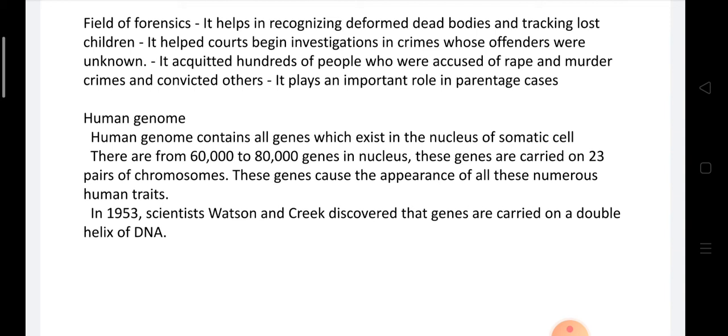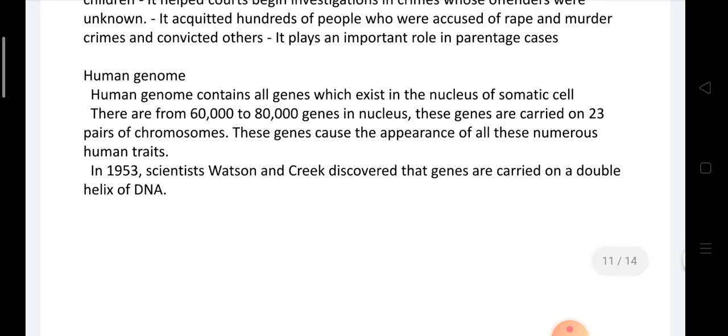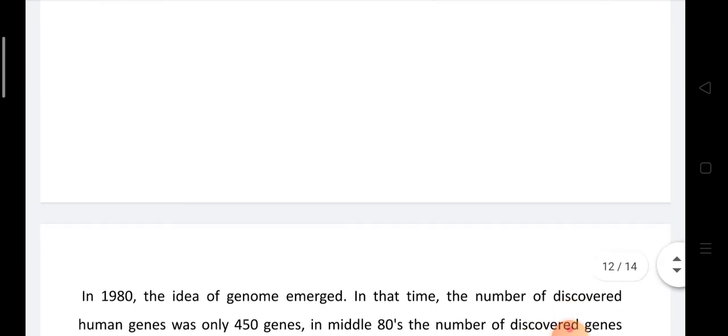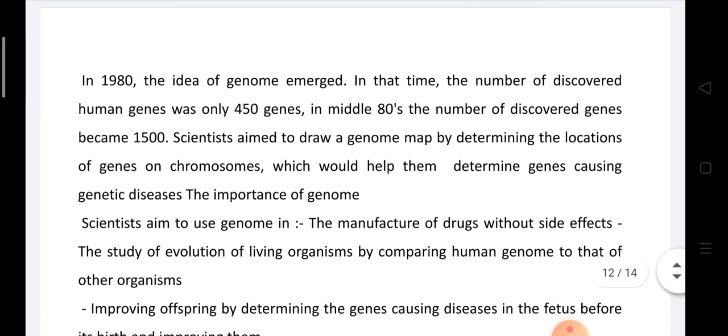The human genome contains all genes present in the nucleus of the somatic cell of a human, and they range between 60,000 to 80,000 genes in the nucleus. The genes are carried on 23 pairs of chromosomes, and these genes cause the appearance of all these numerous human traits. In 1953, scientists Watson and Crick discovered that our genes are carried on the double helix of DNA. In 1980, the idea of the genome emerged.